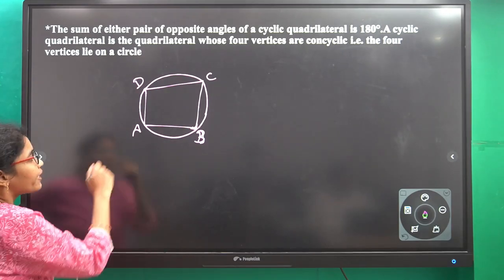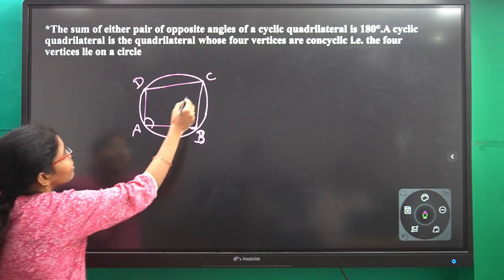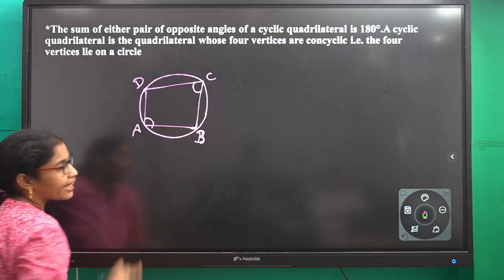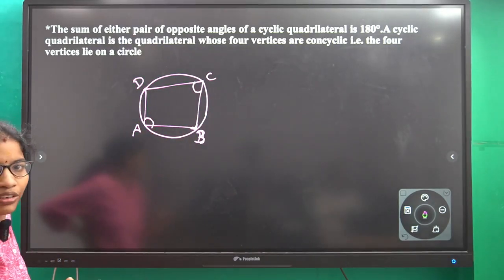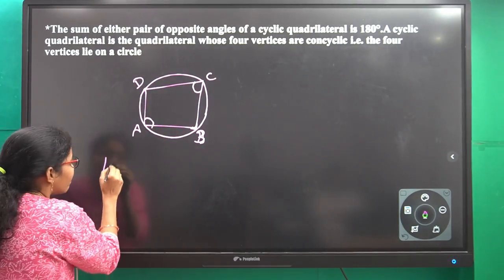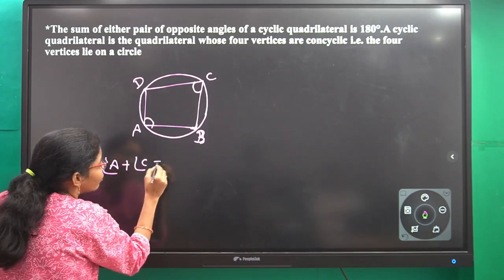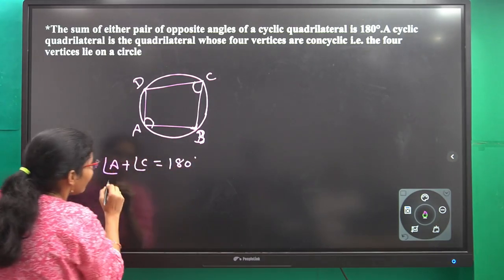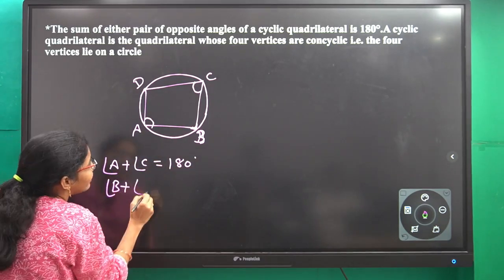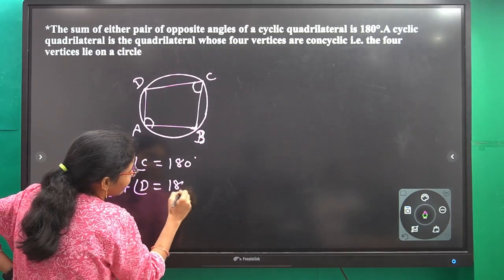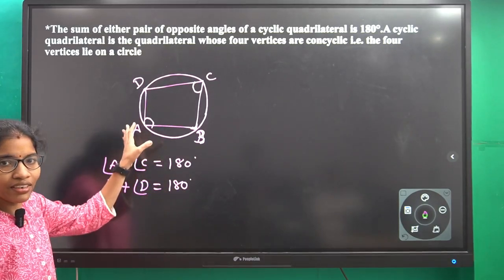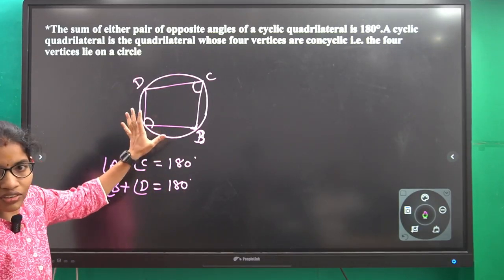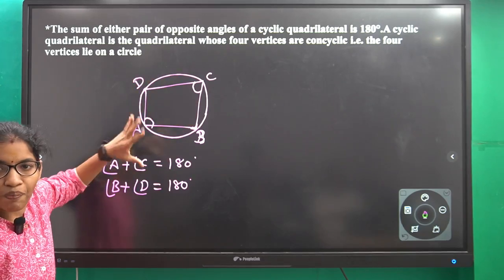So what is the property now? The sum of either pair of opposite angles always supplement each other. Okay, that means angle A plus angle C equals 180 degrees and angle B plus angle D equals 180 degrees. This is simply a cyclic quadrilateral, a quadrilateral, not a parallelogram.